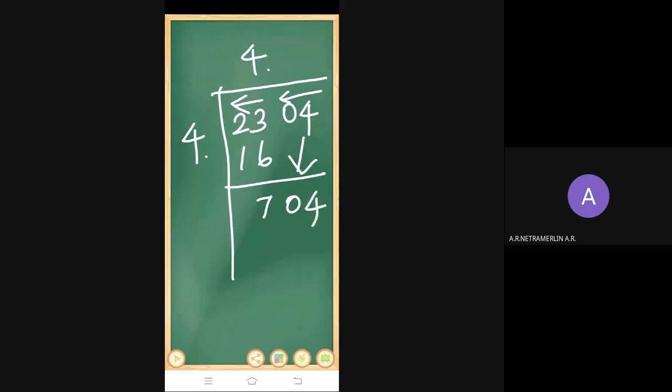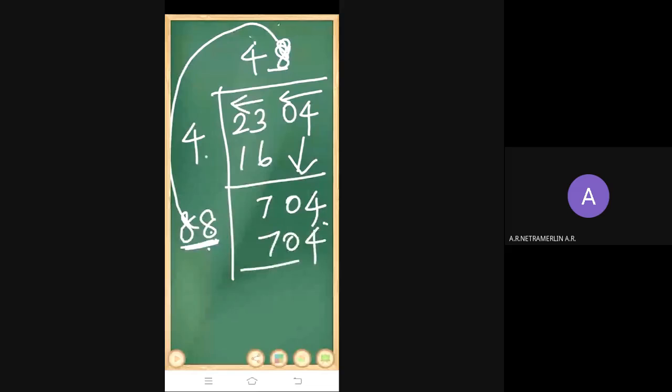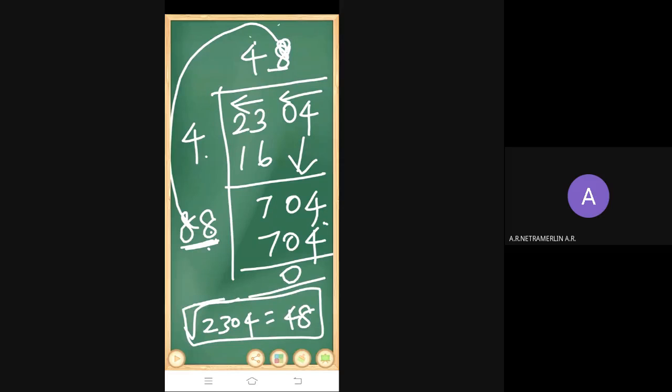Then whatever number you have here should be multiplied by 2. So 4 2s are 8. Now you have to think of a number which should be written here as well as here. When you try with 2, you won't get 704. When you try with 8, this number becomes 88. And here also, when you write 8 here, 8 should be written here as well. 88 into 8 is nothing but 704. So the remainder is 0. Square root of 2304 is nothing but 48. This is the procedure for solving square root by the division method.